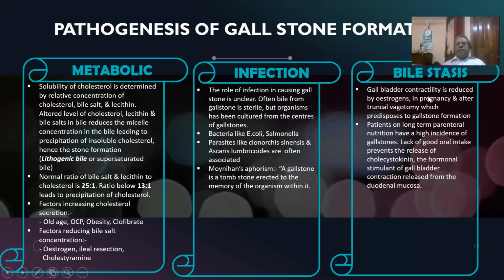What about the bile stasis? Stasis means stagnation. There is no flow, and whenever there is no flow, there is more chance of precipitation. For that, the gallbladder contractility is reduced in those who are taking contraceptive pills, in pregnancy, and after truncal vagotomy, which predisposes to gallstone formation.